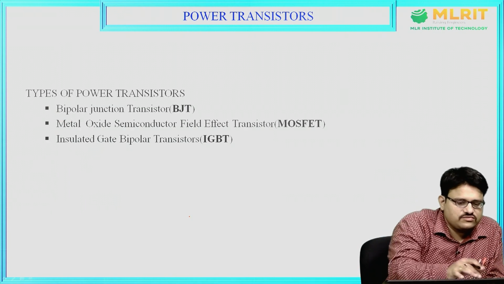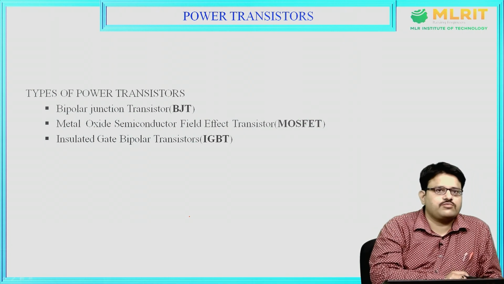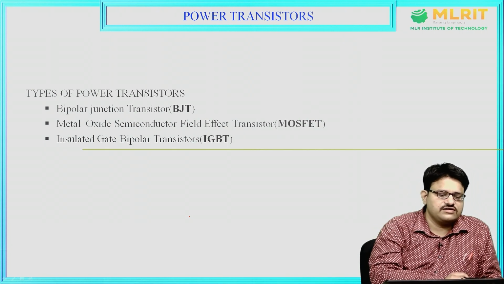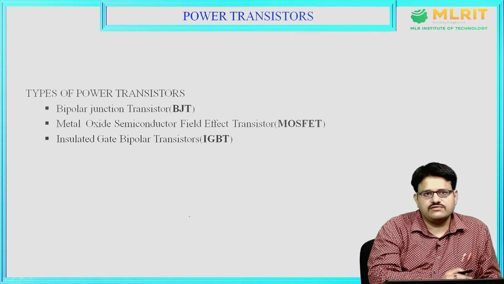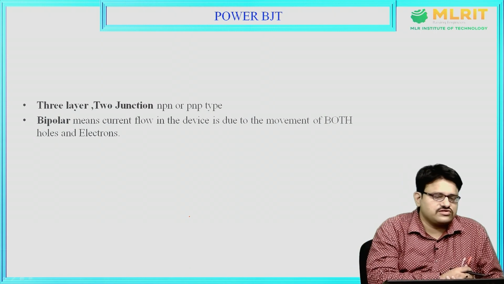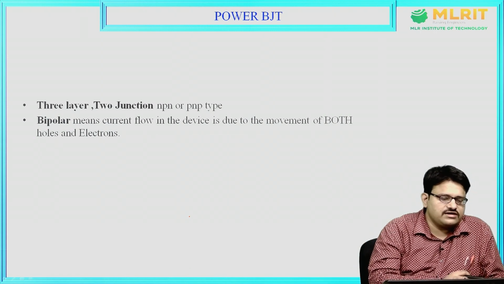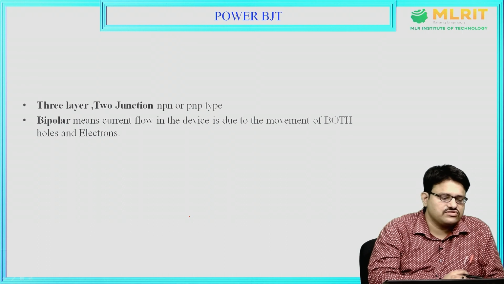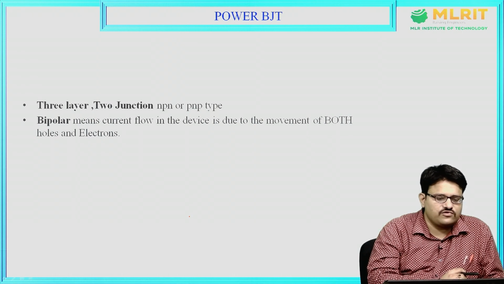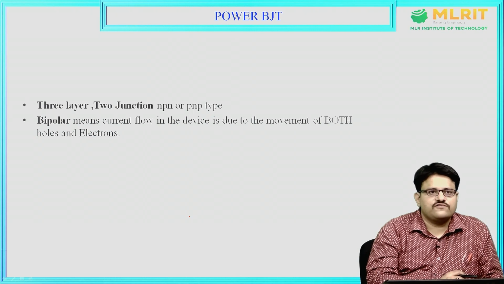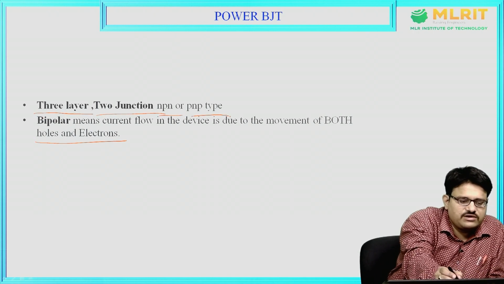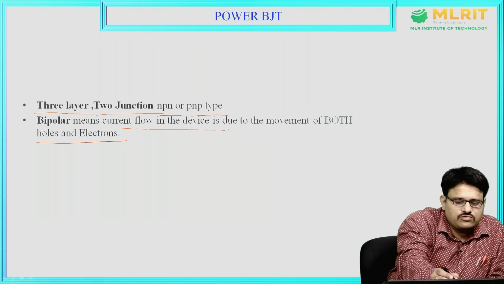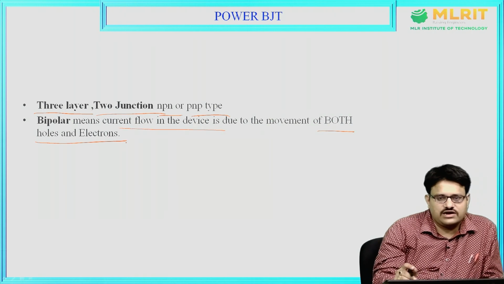Now we discuss the power transistors. The types of power transistor are the bipolar junction transistor BJT, the metal oxide semiconductor field effect transistor MOSFET, and the insulated gate bipolar transistor IGBT. First we will discuss the power BJT. It is a 3-layer 2-junction NPN or PNP type. Bipolar means current flow in the device is due to the movement of both holes and electrons.